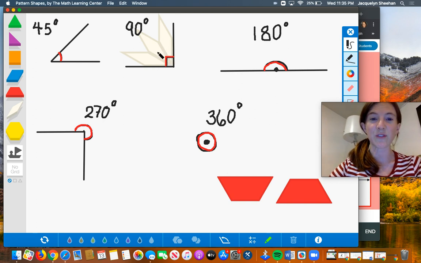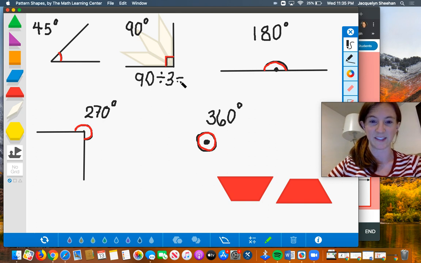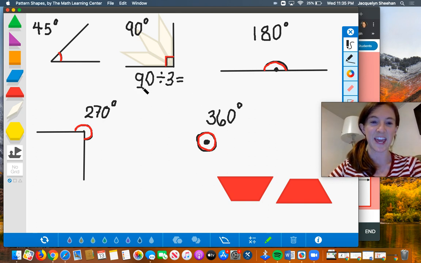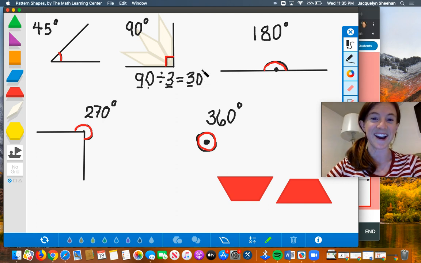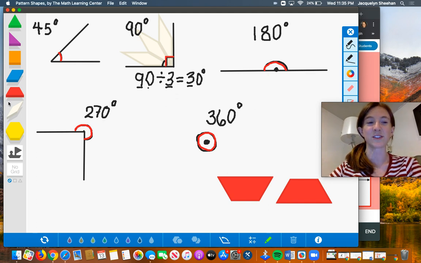Well, each of these are 3 equal shapes, and they're all sharing the total, which is 90 degrees. So that means in order to solve for this, I would divide each of those 90 degrees up equally into the 3 diamond pieces. So I can use my shortcut again here. It looks like 9 divided by 3, math facts, is 3. And then I put the 0. So I can see, aha, this tiny angle right here is 30 degrees. This is 30 degrees. And this is 30 degrees because 30 plus 30 plus 30 is a total of 90 degrees.